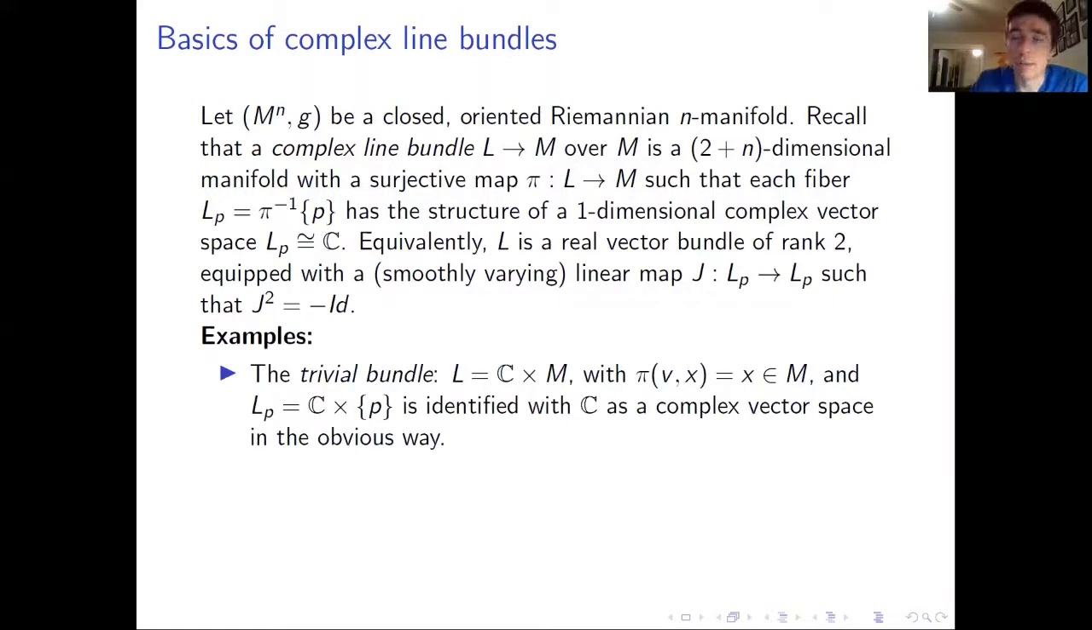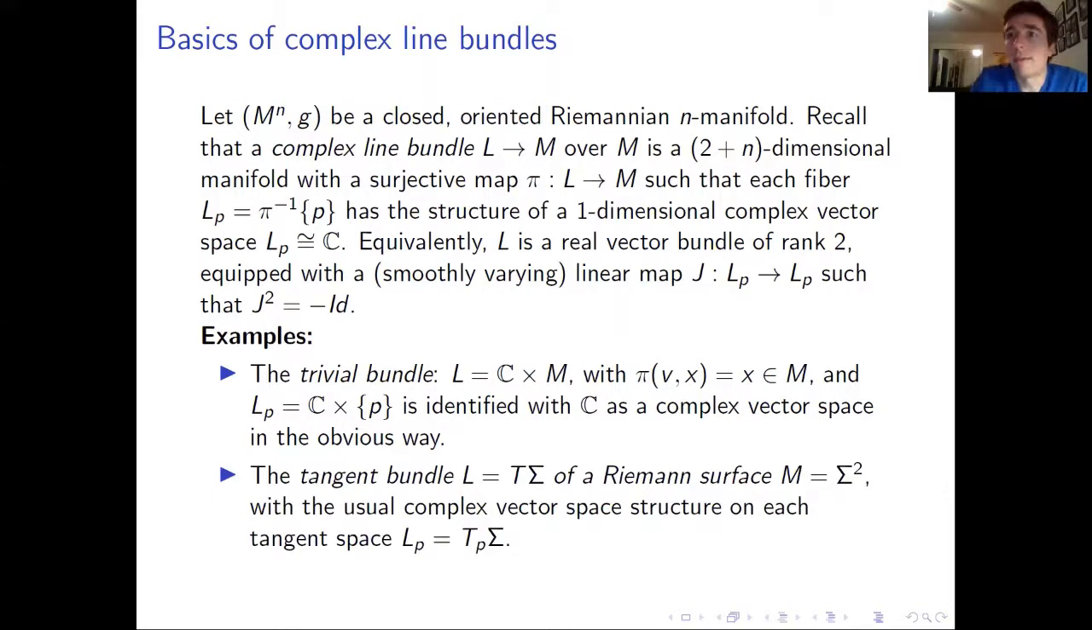So the simplest example, and in fact the most important one for most of what I want to talk about today, is just a trivial bundle. So we can take L to just be the product of C with M, right, where π of (v, x) is just x in M, and the fiber over P is just C cross P, and we just give C the usual complex vector space structure, right? So it's just the obvious example, and in fact, for everything we're talking about in this lecture, it's perfectly fine to just think about this one, right?